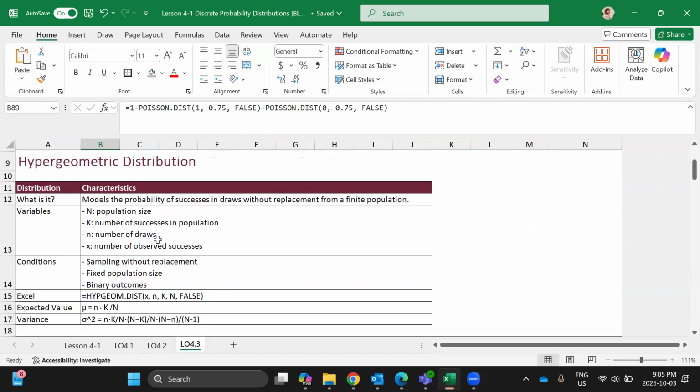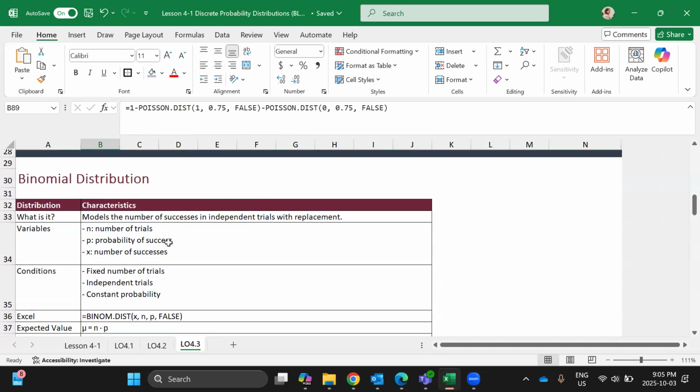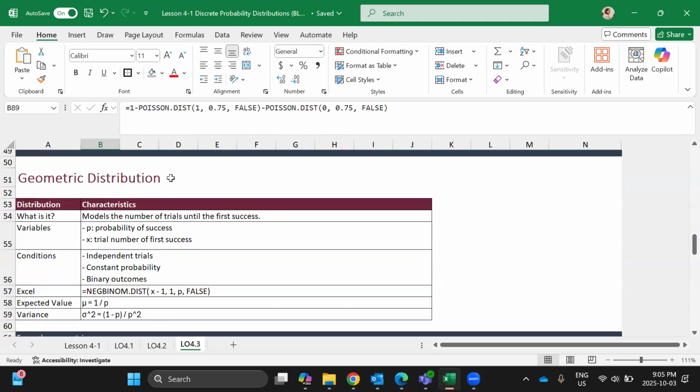You'll just be given numbers. For the binomial distribution, you'll be given a probability and you have to have independent trials, so a fixed number of trials. For the geometric, the question will have to say something like you keep going or you keep trying until you have something specific happen. We call that our first success.